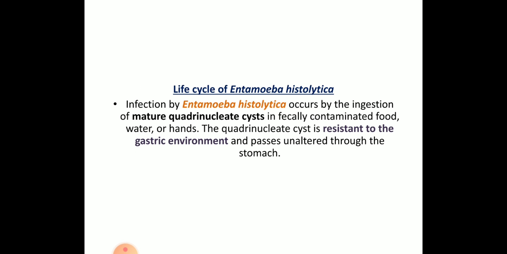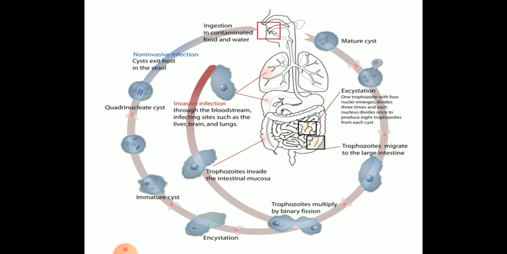Now the life cycle of Entamoeba histolytica, what happens? First the quadranucleate cyst will be formed, and these quadranucleate cysts are resistant to the gastric environment. Hence they pass unaltered through the stomach. So they are not killed there.